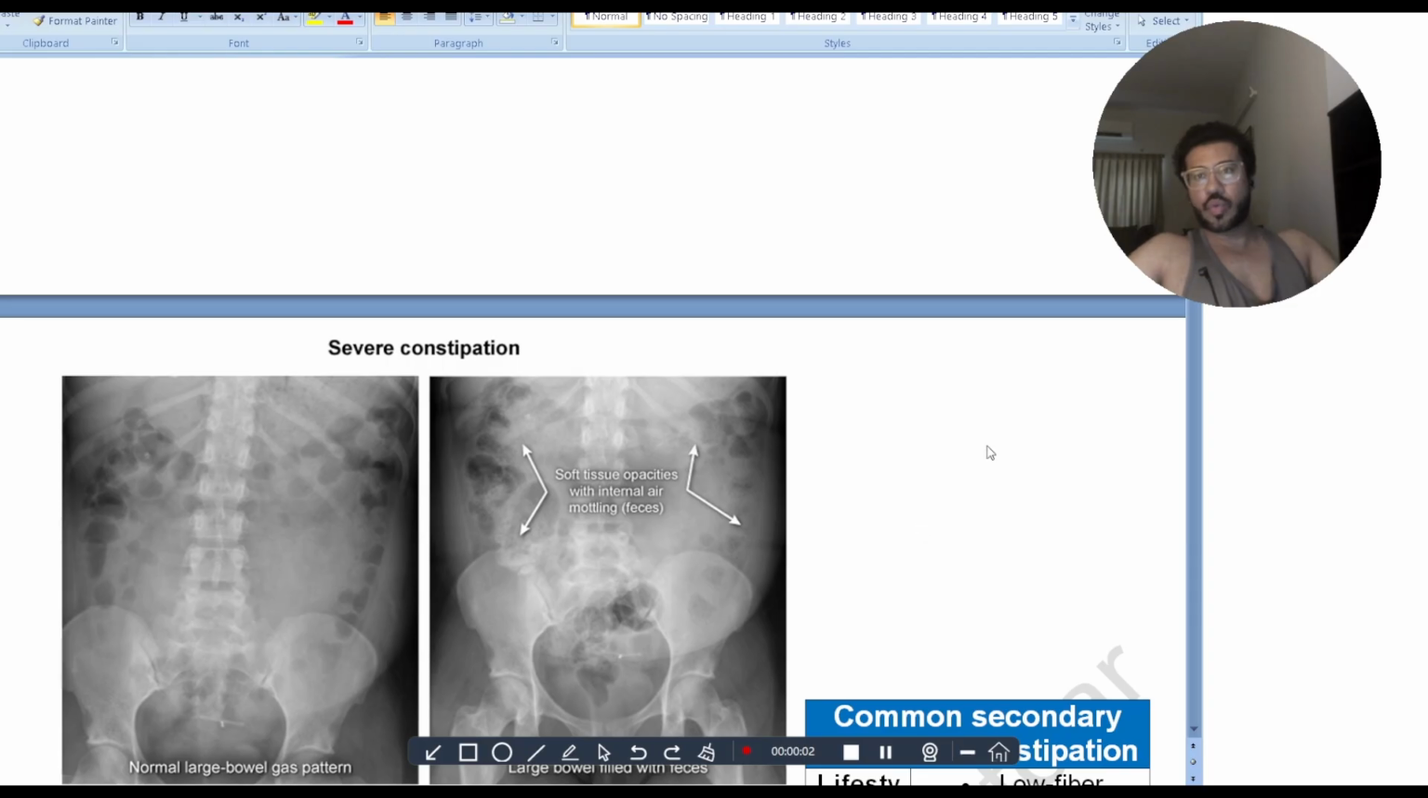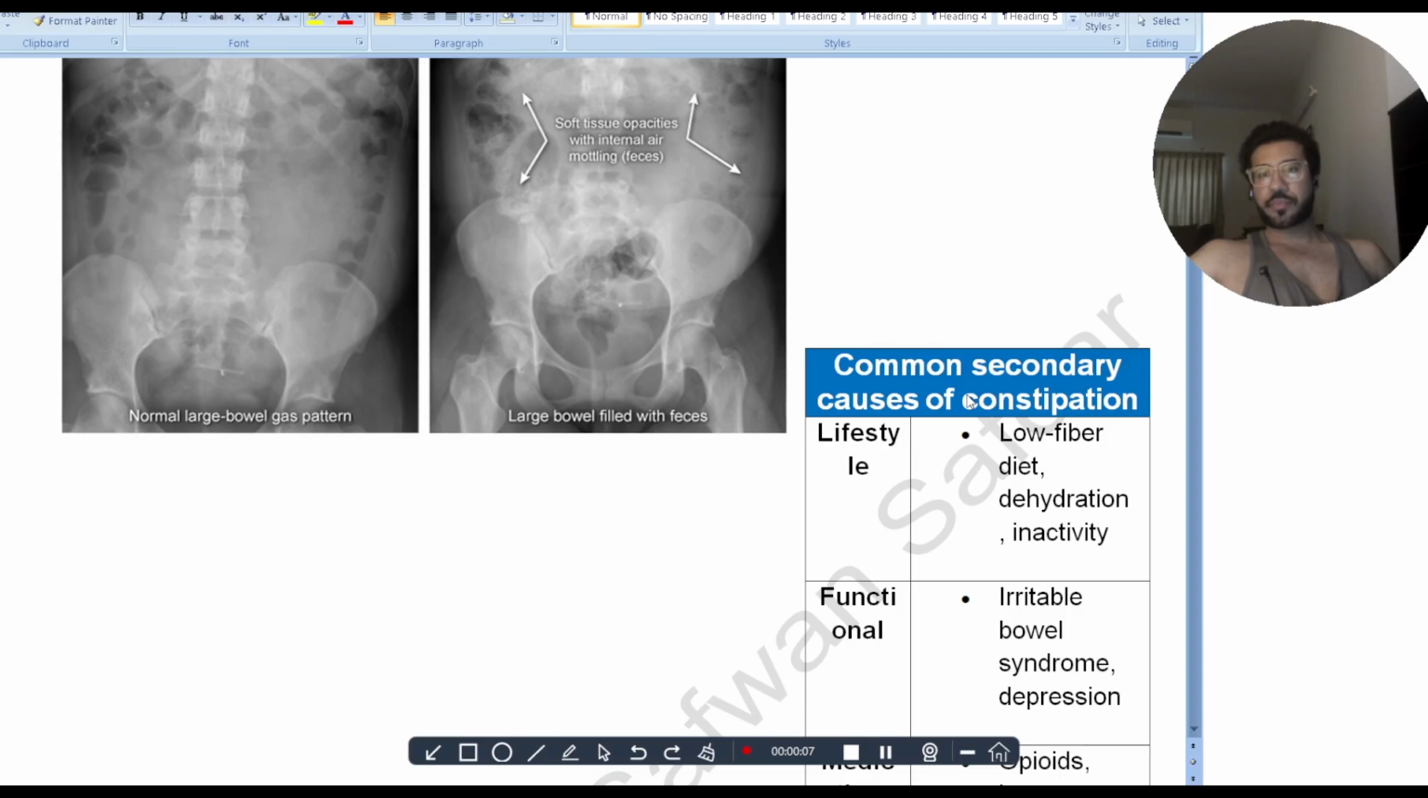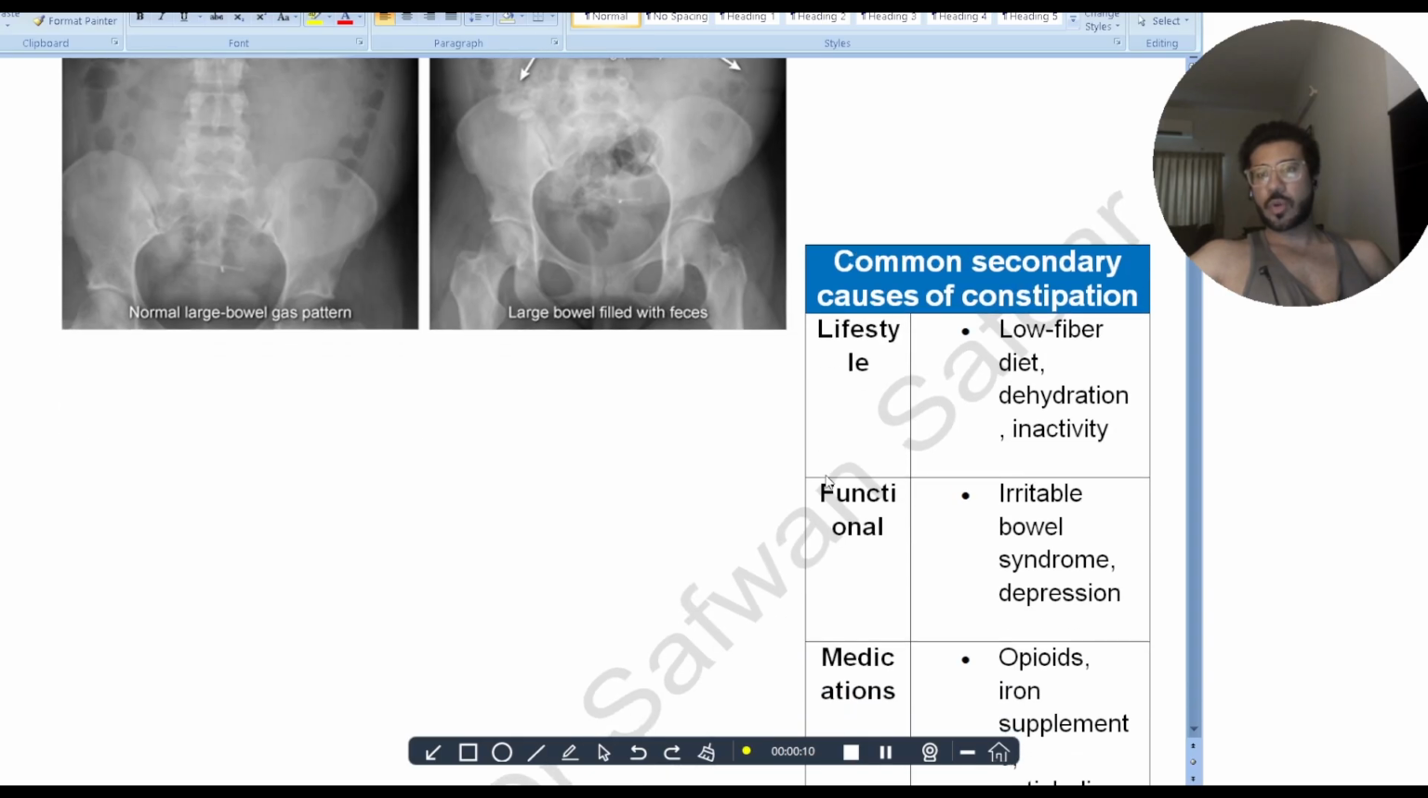So we're going to do the secondary common causes of constipation now. Let's move on to the most common causes.